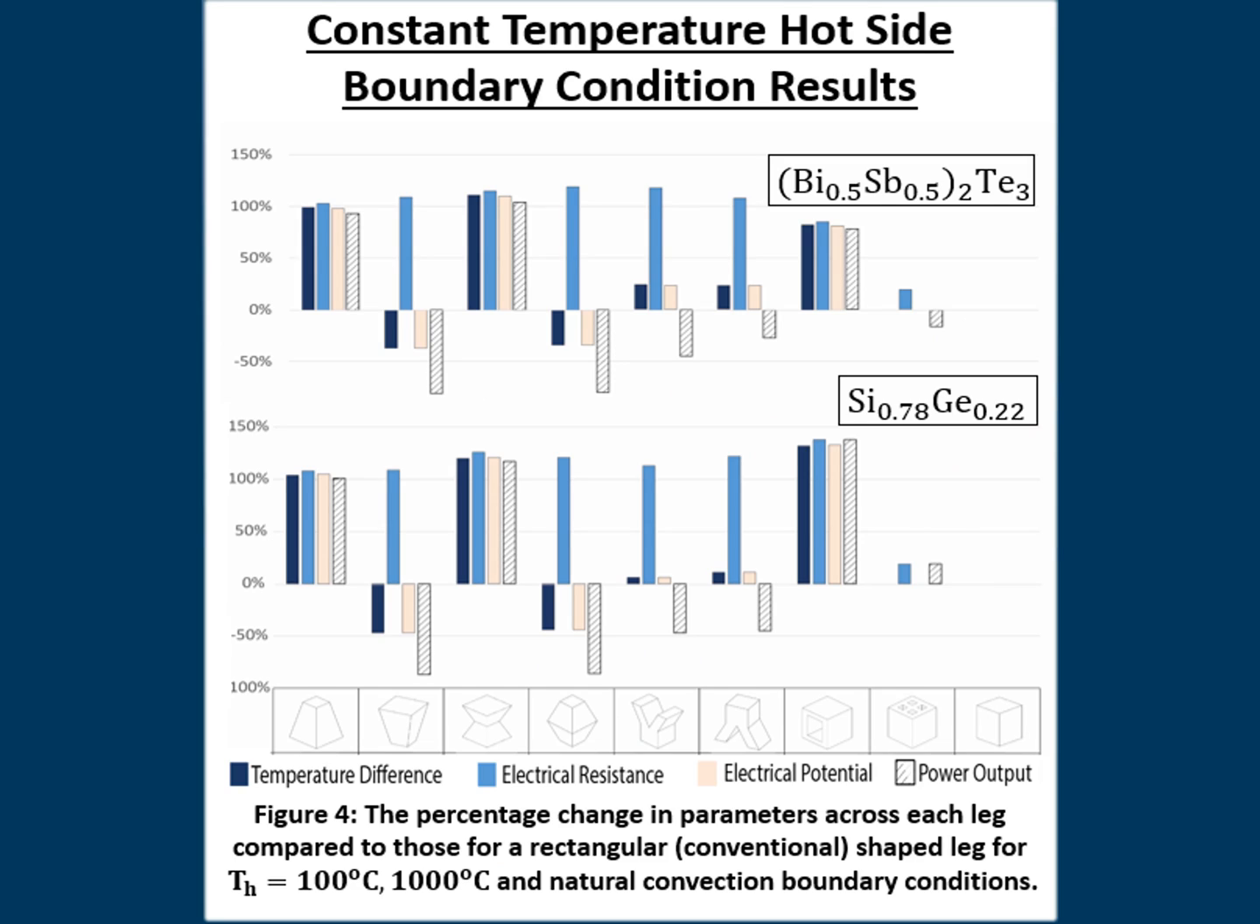The results presented in this poster reveal the conditions under which variations in the thermoelectric leg shape have the most impact. For the constant temperature hot side boundary condition, in terms of power generation potential, the most advantageous leg shapes are the trapezoid with 93%, hourglass with 104%, and rectangular hollow with 78% higher power output than the conventional rectangular shape.